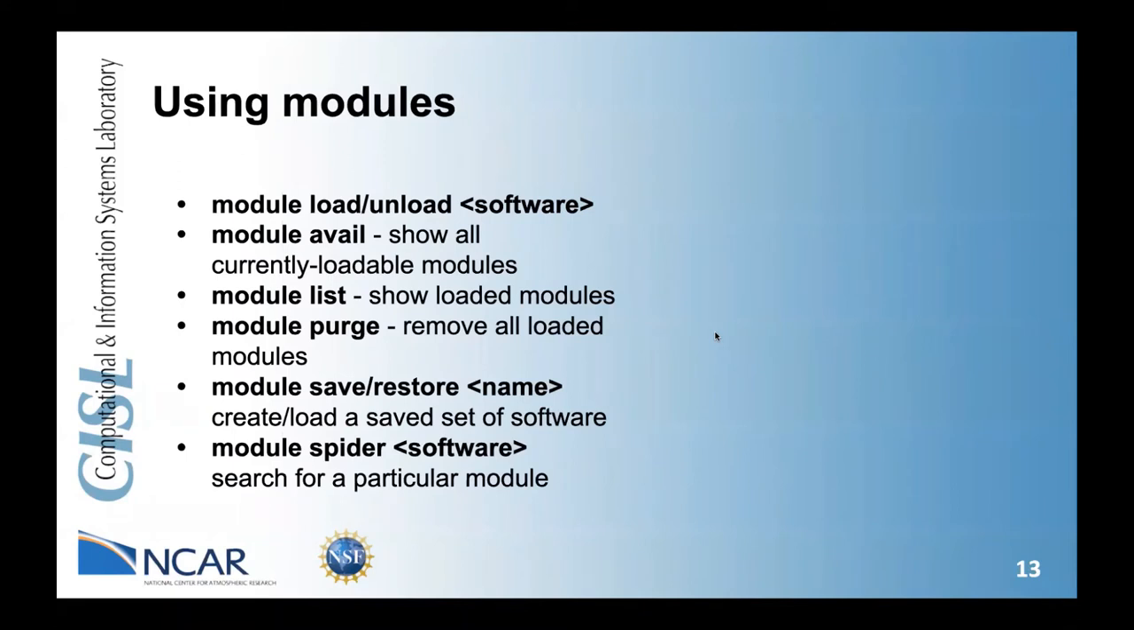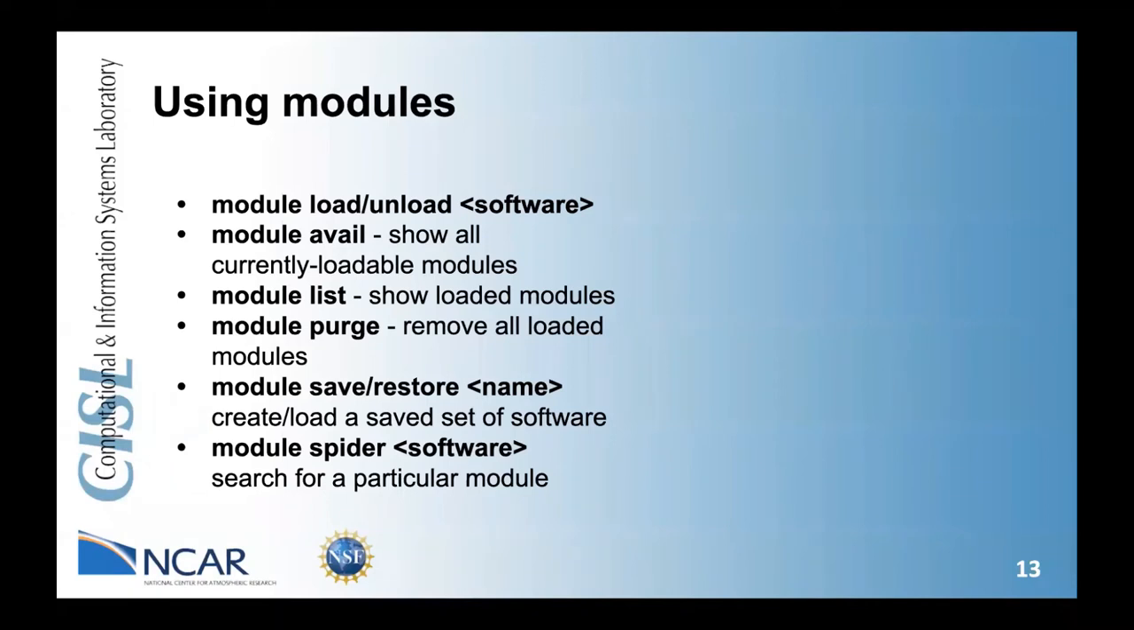Okay, so I'm going to talk just about some really basic module commands. Again, our documentation covers this in a lot more detail, but these are the basic things you would want to do with modules. So load and unload: put something in your environment to use. If I just log in to Cheyenne, I won't be able to, for instance, use NCL. I'd have to do module load NCL. And then NCL would be in my path and I'd be able to use that software. Similarly, if I wanted to get rid of it, I would do module unload NCL and then it would no longer be in my path or my environment.